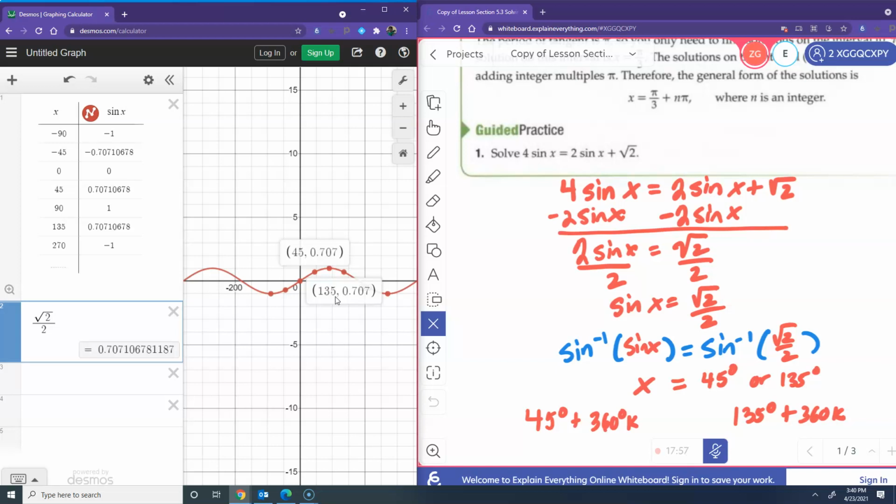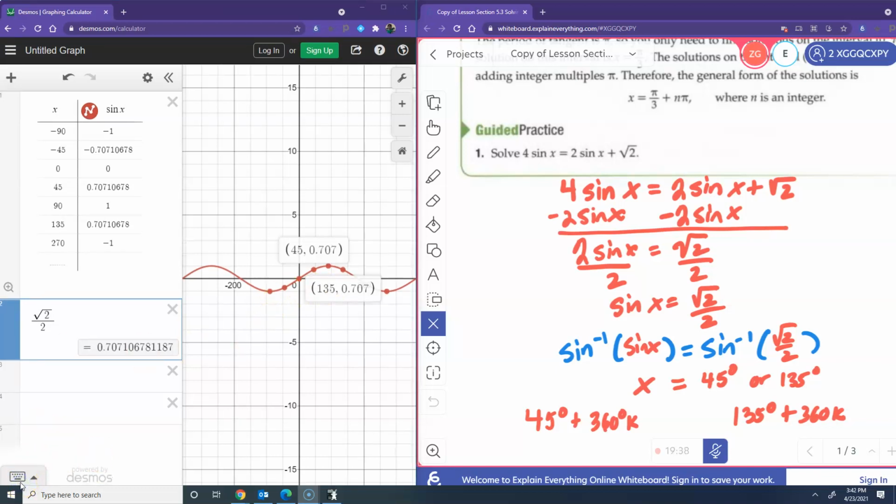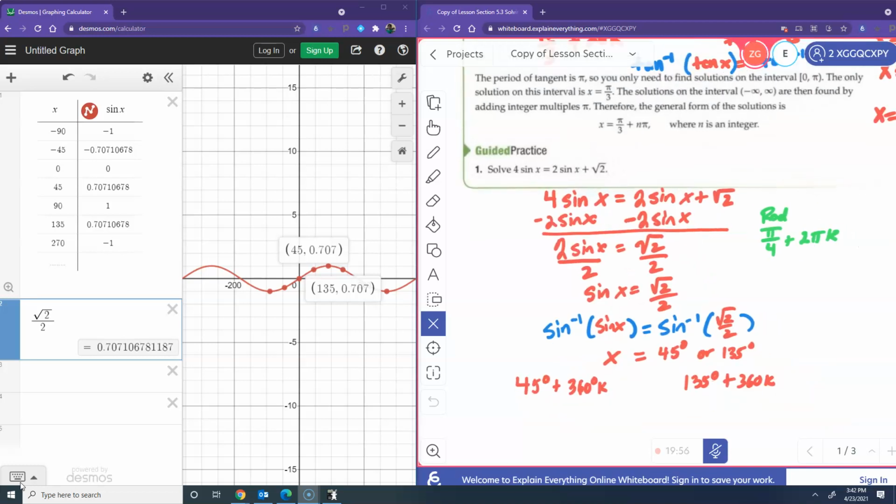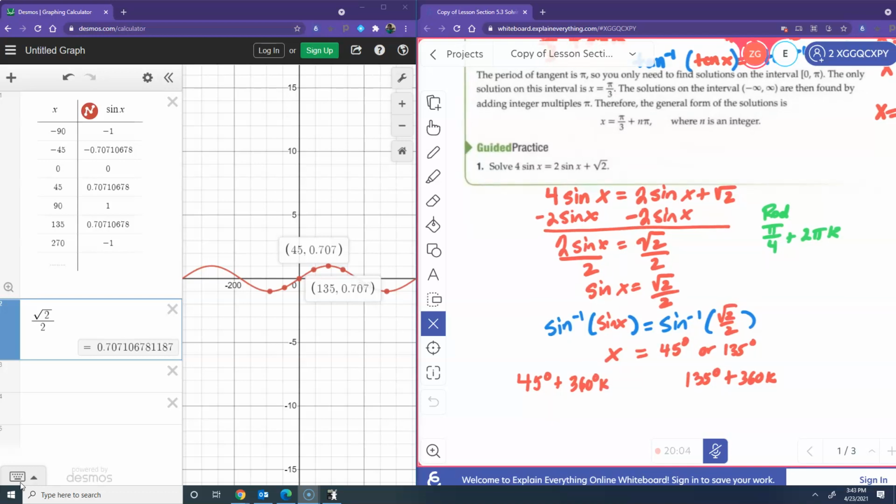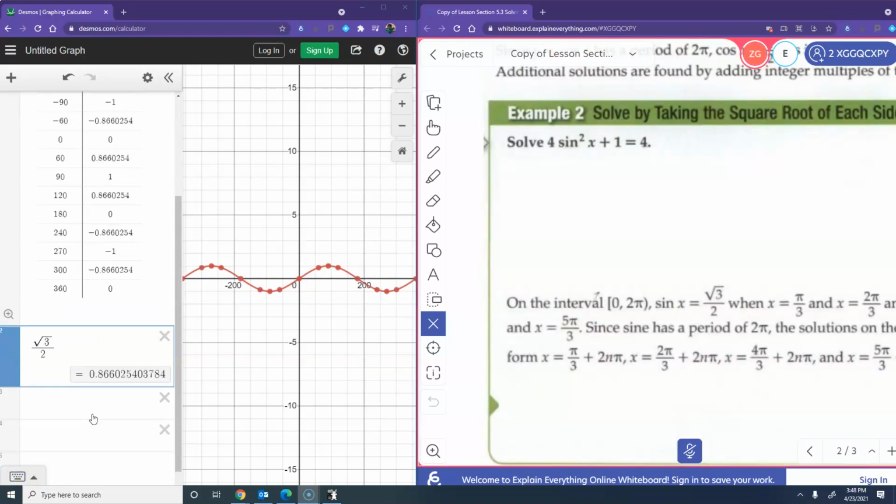I'm going to go ahead and write the answer in radians also. So in radians, over here on the side, it's going to be pi over 4 plus 2 pi times K. And then also it's going to be 3 pi over 4 plus 2 pi K. Since it repeats.